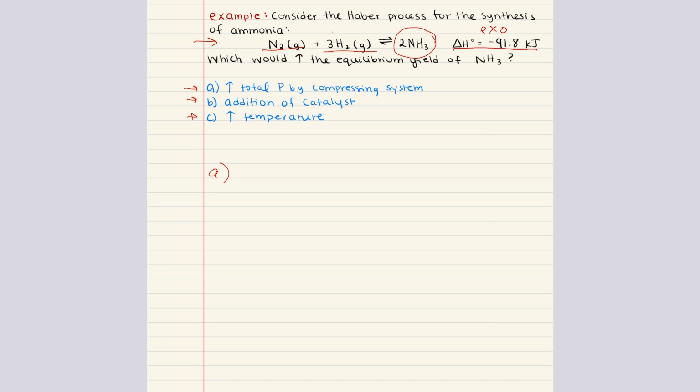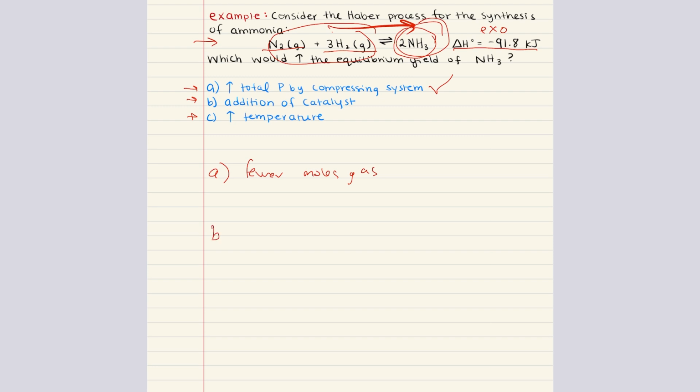The system can counter this increase in pressure by shifting to the side with fewer moles of gas. Now, looking at our balanced equation, we have 4 moles of gas on the reactant side and 2 moles of gas on the product side. Therefore, the system is going to respond by shifting to the right and thus increasing the equilibrium yield of ammonia. So option A does in fact increase the formation of ammonia.